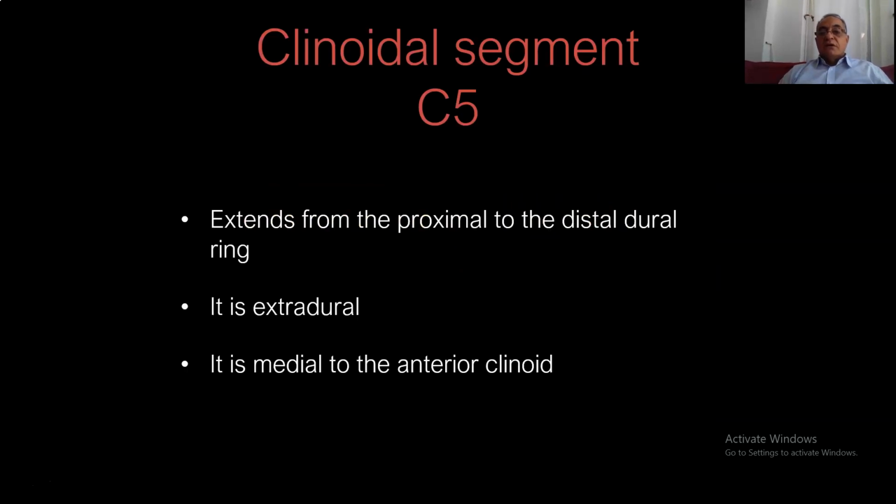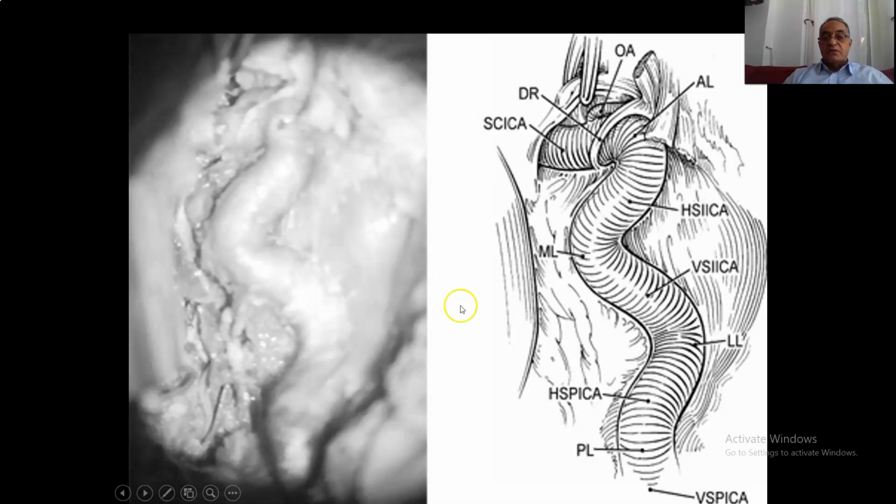Clinoidal segment, C5, extends from the proximal to the distal ring, as you said. It is extradural and extends from the proximal to the distal dural ring. So the clinoidal segment is present between the two rings, and it is extradural and it is medial to the anterior clinoid process. Again, we are talking about this part. This is the distal ring. This is the clinoidal part.